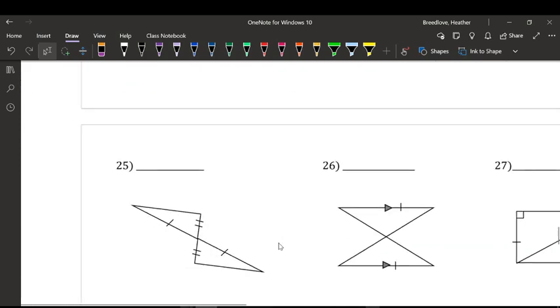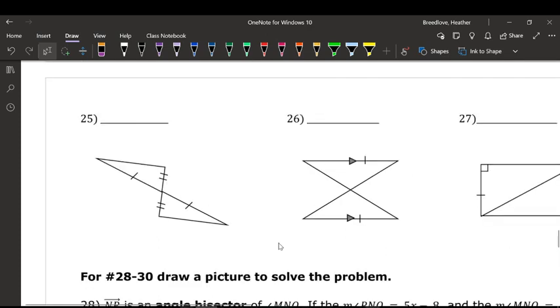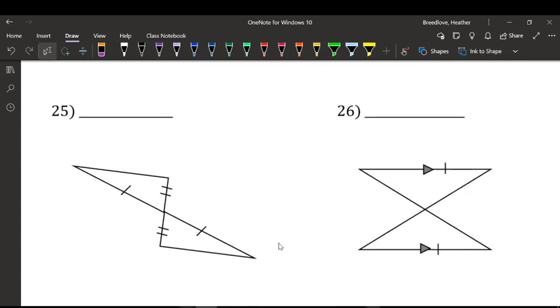Okay, so number 25 on the next page. Here's the side. Here's the side. Here's the side. Here's the side. So we have all of the sides. Is there anything else we can mark? A vertical angle right there. Vertical angle. So this angle, right? Side and side. Yeah.